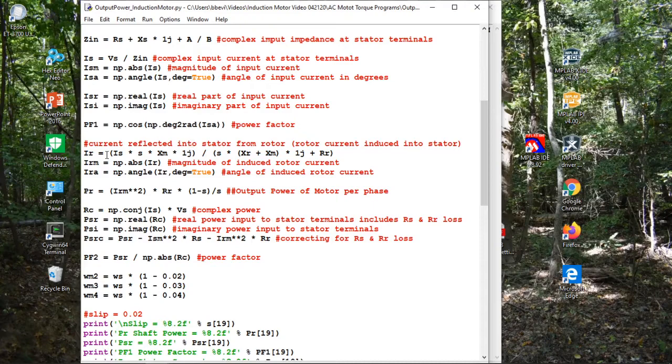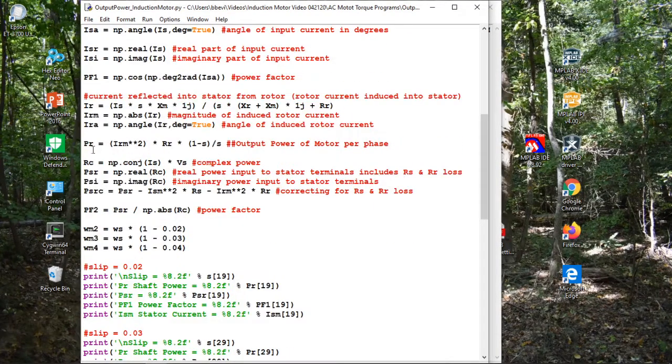Okay, so IR, this is what we calculated last time. PR is the output power of the motor per phase, and if I want it for the whole motor, I'd have to multiply by 3. But anyway, what I'm doing is taking the IR magnitude, squaring it, and multiplying it by this. So this is the actual power that's being sent out for rotating the motor or the shaft.